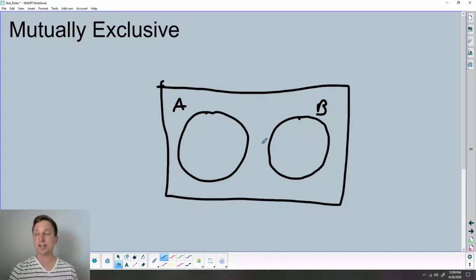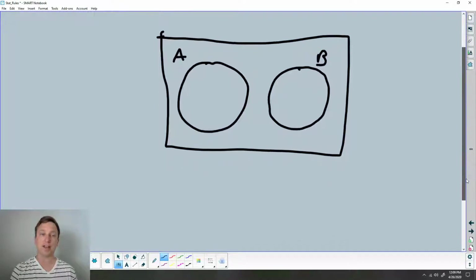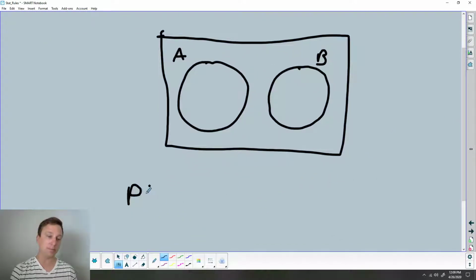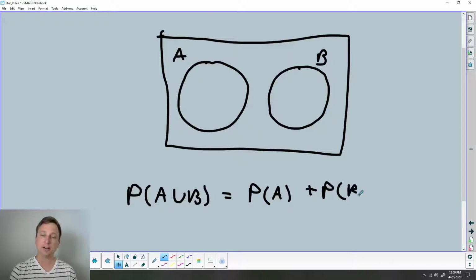So if I have two events that are mutually exclusive, the rule tells me how to test for it, that I'm about to write. If I have mutually exclusive events, I know the probability of A union B happening is just the probability of A plus the probability of B. I don't need to subtract the overlap here because I don't have an overlap. They don't share anything in common. There's no intersection. So it would be plus 0 there.